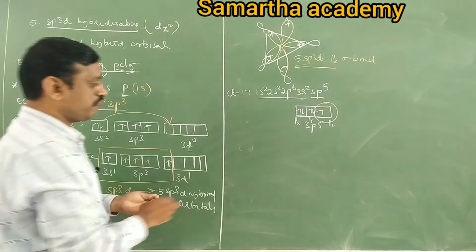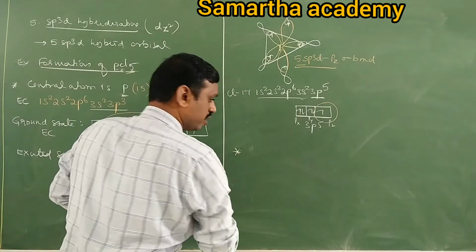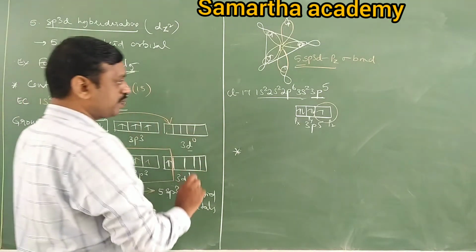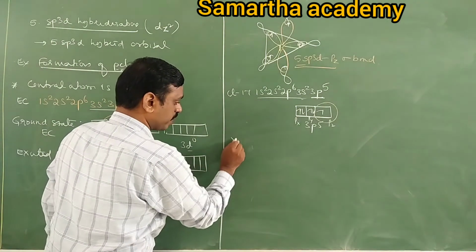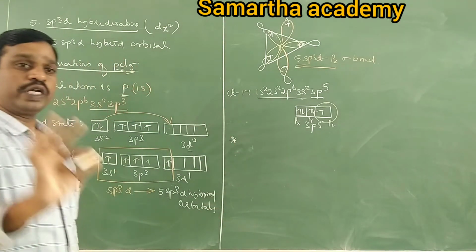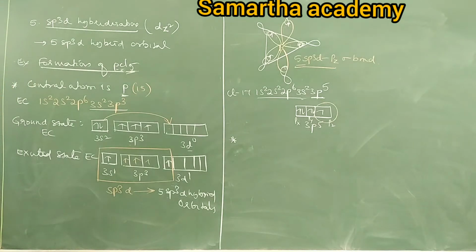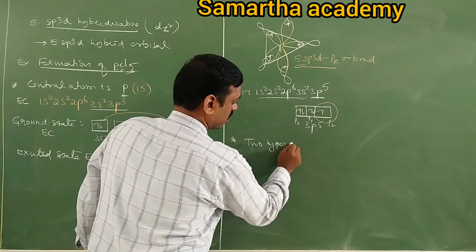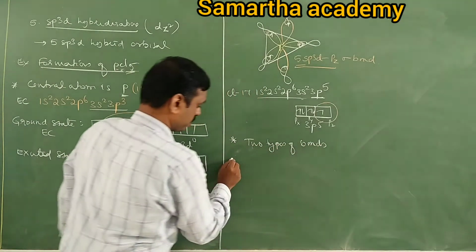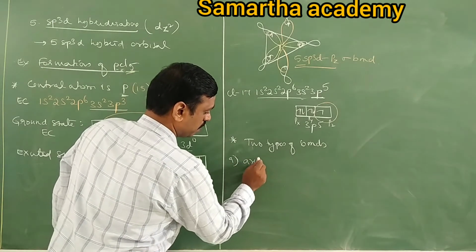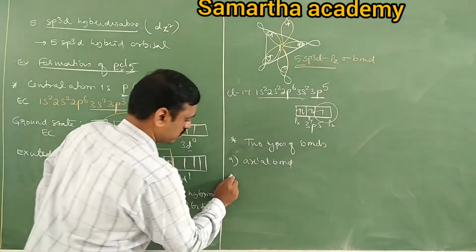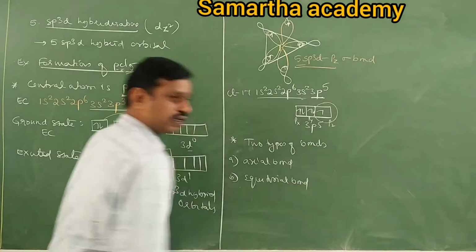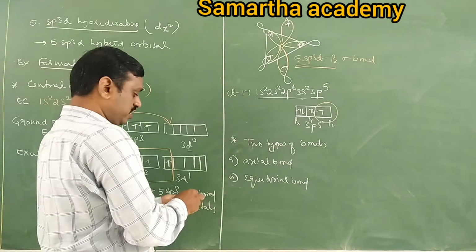But when it comes to PCl5 or sp3d, we have studied 3 important points. Do you remember? In sp3d hybridization, we studied 3 important points. First point, sp3d has 2 types of bonds. Very good. Or PCl5 has 2 types of bonds. One is axial bond. Second one is equatorial bond. Now tell me here, which is axial and which is equatorial?